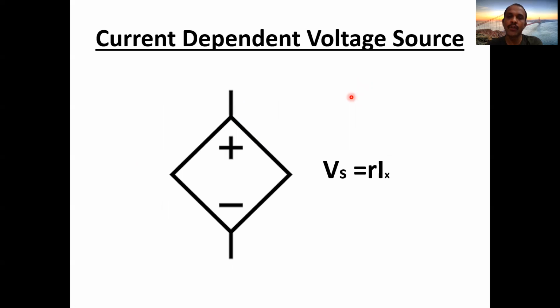Now let us go with the next source, which is a current dependent voltage source. It is a voltage source which depends upon the current passing through some other element in the same circuit. Here again it is a voltage source with plus and minus, and the supply is given by Vs equal to R times Ix. R is again a scalar quantity. This equation looks like Ohm's law, V equal to R times I, because voltage depends on current. The proportionality constant is R. So it is a voltage source which depends on the current passing through some other element in the same circuit.